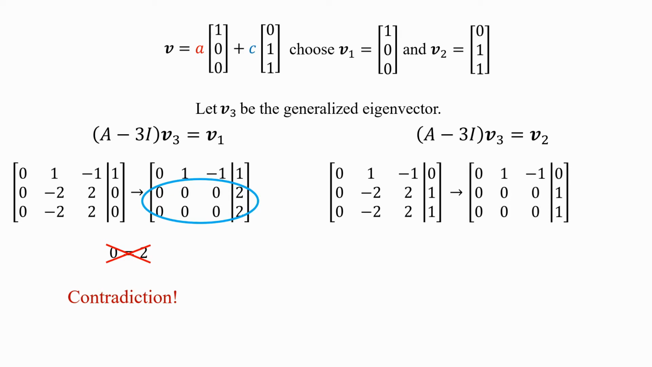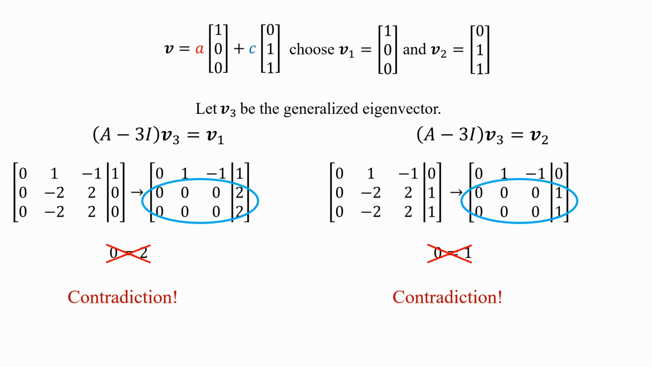But again, using elementary row operations, we get a similar situation. This would imply that 0 is equal to 1, which again is a contradiction. So now the thing is, does a generalized eigenvector even exist? Because we can't base it off of v1 or v2. Did I make a mistake here, or is the theory wrong, or what?